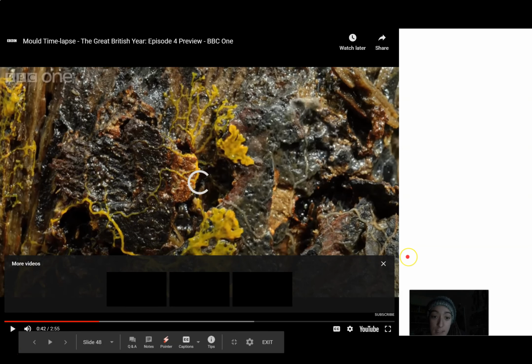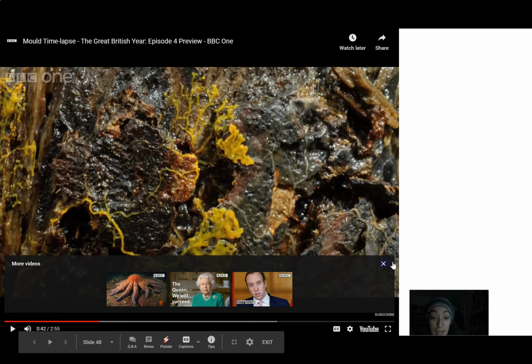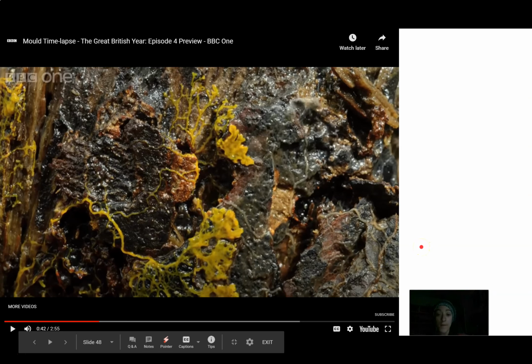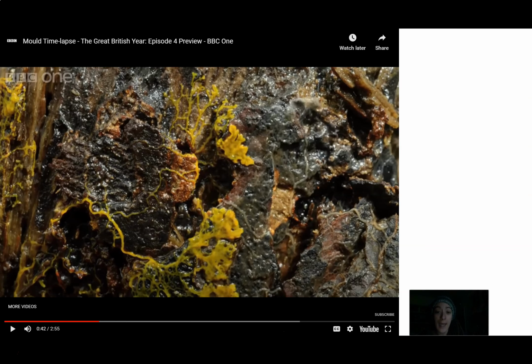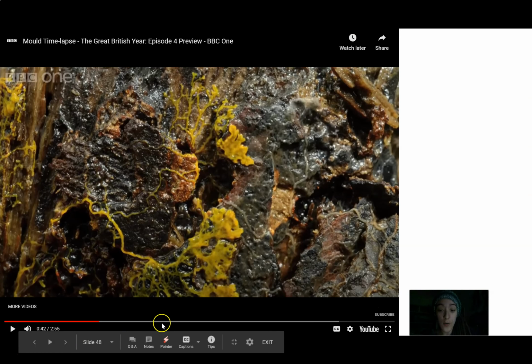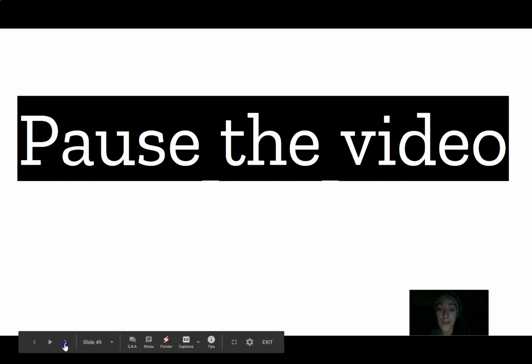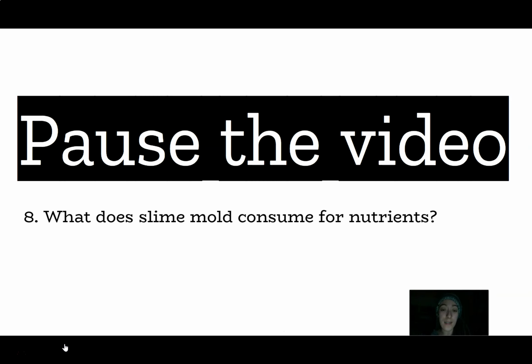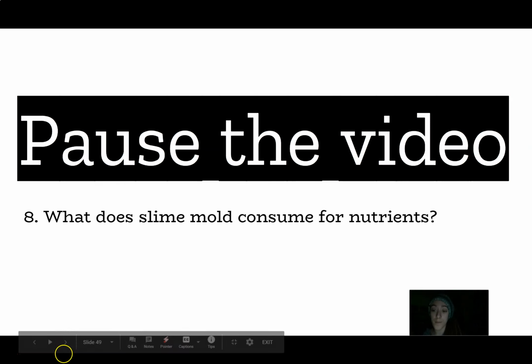Okay, so again, I'll link this video for you, but basically what it's showing us is that slime mold, as it goes throughout the forest, is living off the nutrients of bacteria and decomposing matter, right? So it's not eating fresh fruits and vegetables, but the mold is actually living off of dead stuff, off of decaying matter, and off of other bacteria as well. So your final question on your Google slide form, go ahead and pause the video and go to question 8. What does slime mold consume for nutrients? A lot of fungi, not just slime mold, will live off of decomposing or decaying matter. That's where it's getting a lot of its nutrients from.